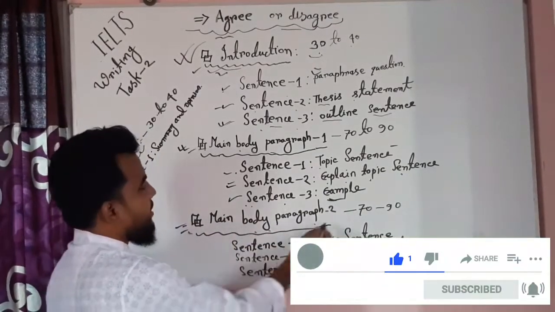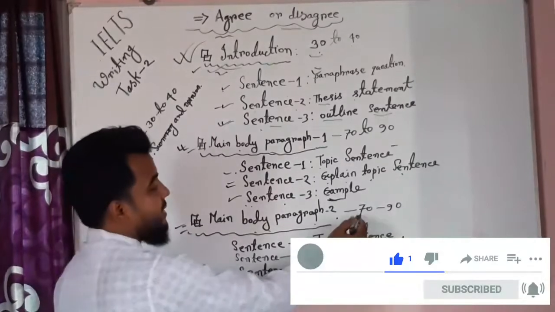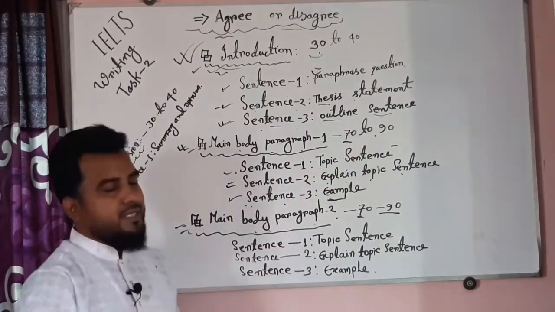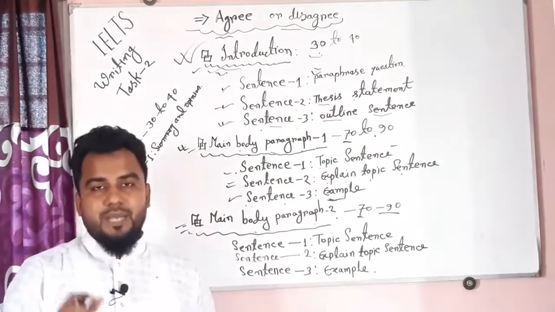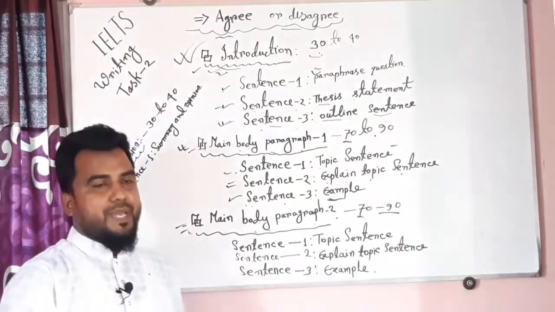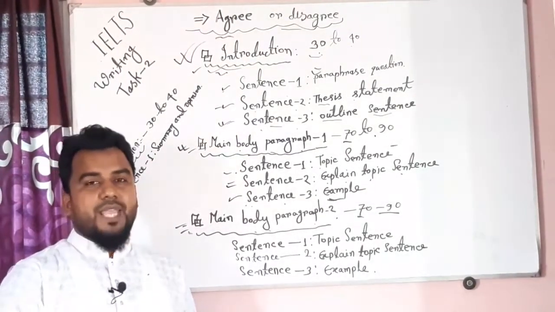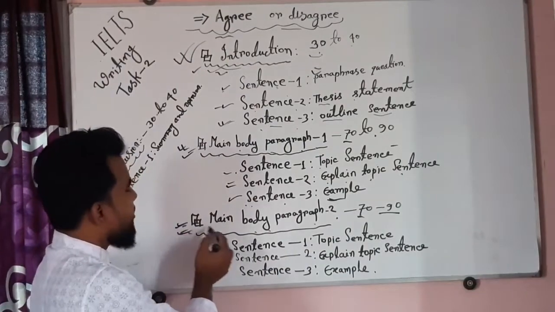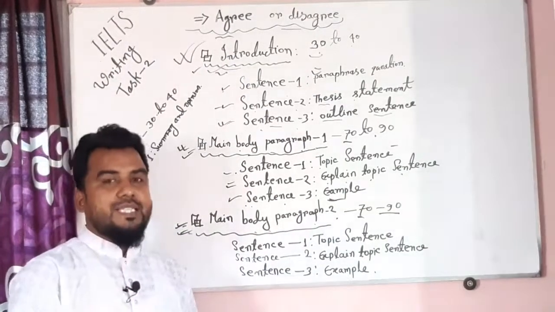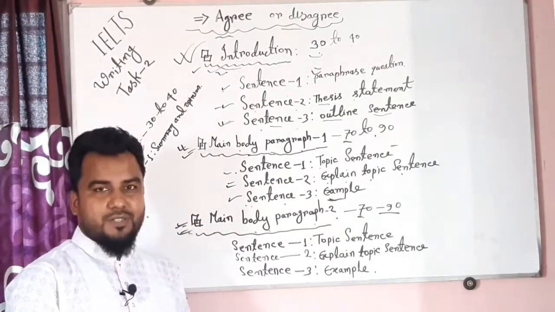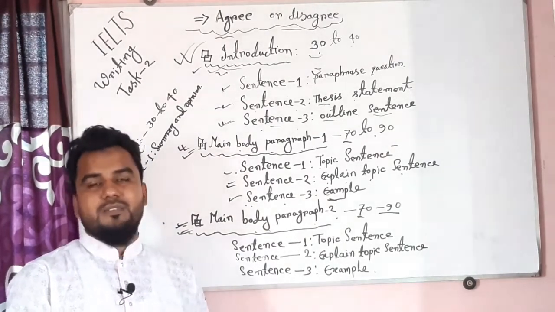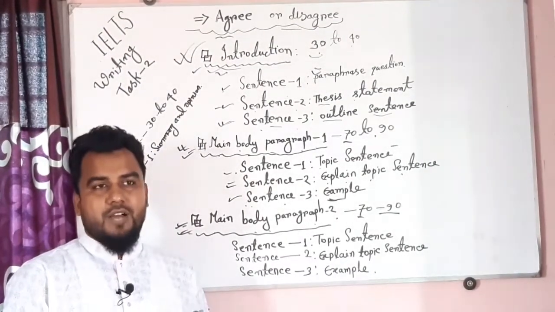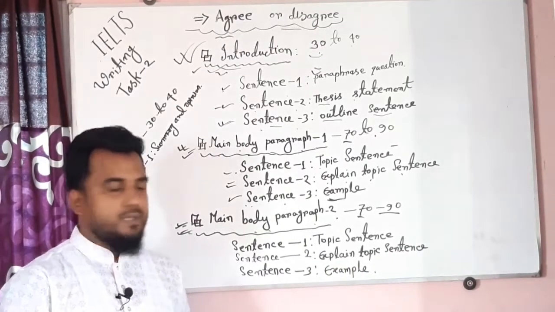Main body paragraph 2 will be 70 to 90 words, and main body paragraph 1 is also 70 to 90 words. This is the minimum number of words you have to write in main body paragraph 1 and main body paragraph 2. You have to stay with your topic; you can't leave it or write information that is out of the topic. Everything you write must be included in the topic.